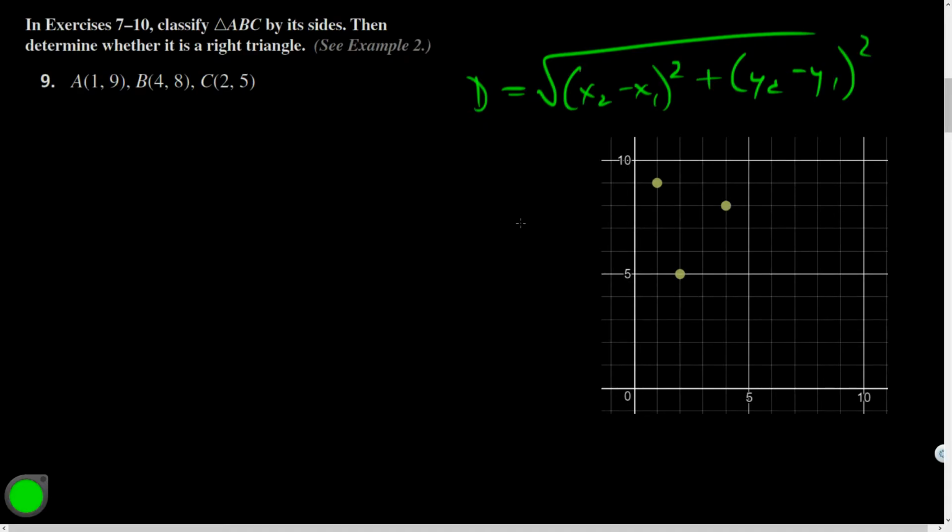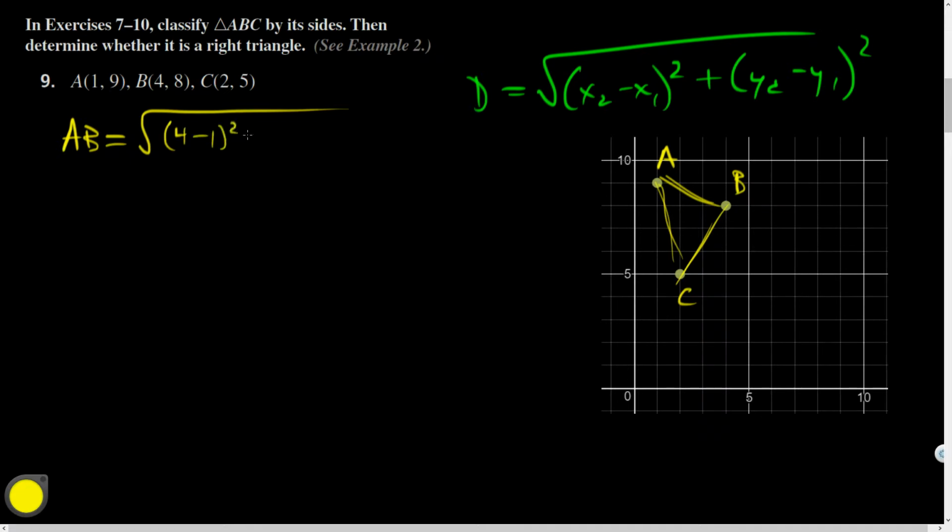All right, so here's my setup. Let's label our points. A was over 1 up 9, so there's my A. B was over 4 up 8, B, and the other one's Charlie by default. So I've got to figure out these distances using the distance formula. Let's find AB, and I'm going to speed run this. 4 minus 1 squared plus 8 minus 9 squared. So notice I'm doing x2 minus x1 all squared plus y2 minus y1 all squared, and then square rooting it.